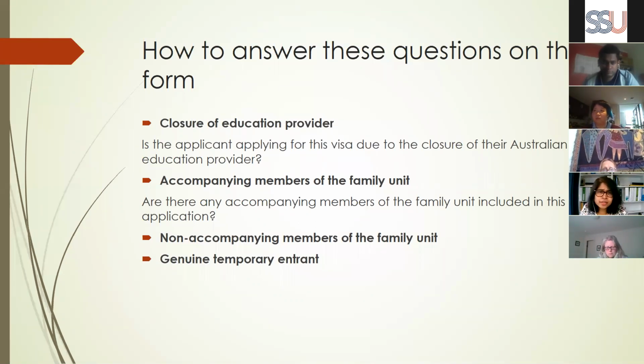The first one is a question relating to closure of education provider. The question is, is the applicant applying for this visa due to the closure of their Australian education provider? So this relates to education provider default. That can happen if your provider, that's Swinburne University, cannot provide a course, or for example, if the provider closed down. In that situation, the answer will be yes. So I specifically selected this question.